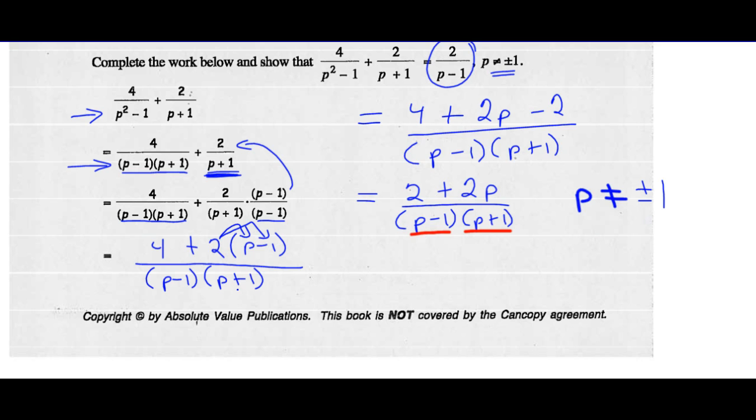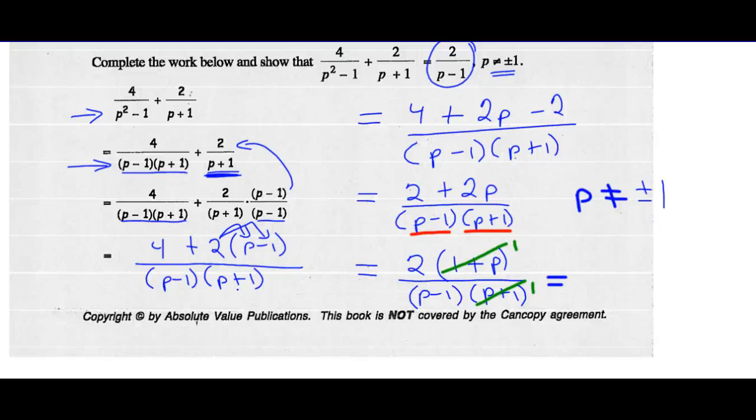And now I should see if I can simplify this rational expression any further. I notice my numerator has a common factor of 2. So I divide both terms by 2 and I get 1 plus p all over p minus 1 times p plus 1. So I can reduce any complete factor in my numerator, 1 plus p, with any complete factor in my denominator, p plus 1. They're the same thing. If I divide the same thing by itself, I'm left with 1.